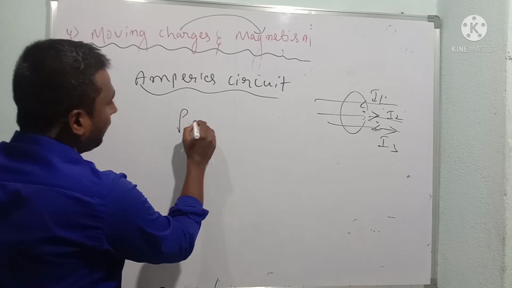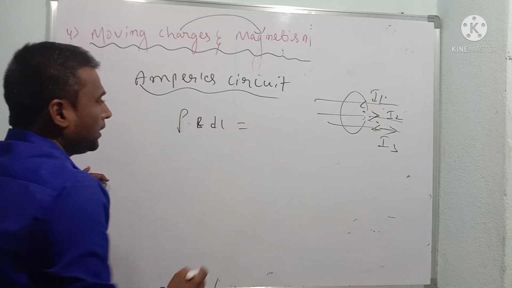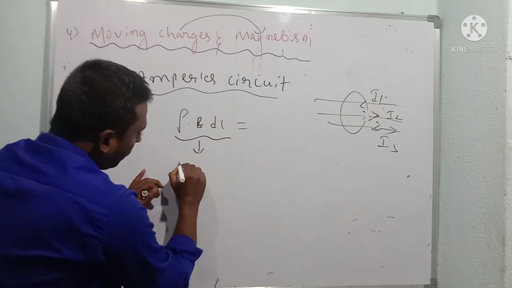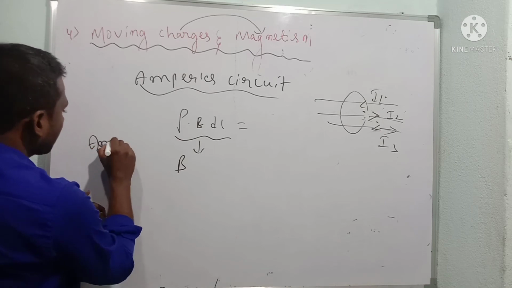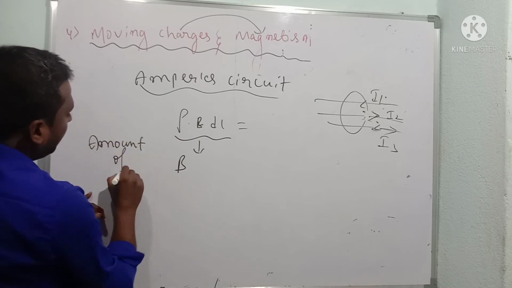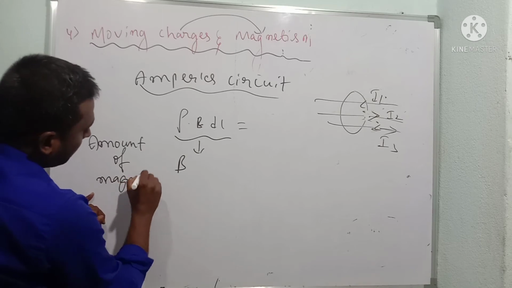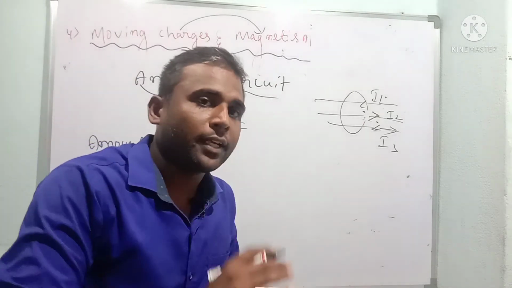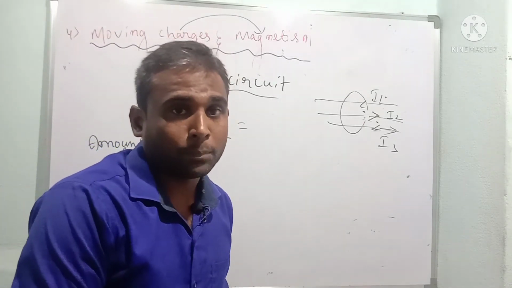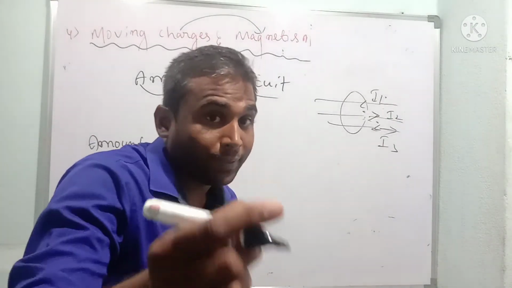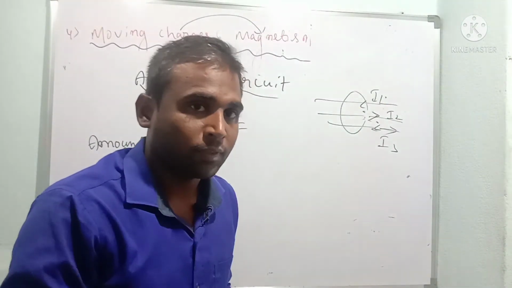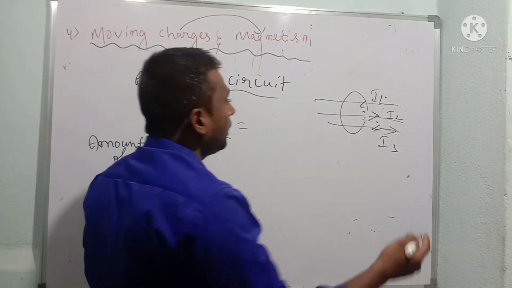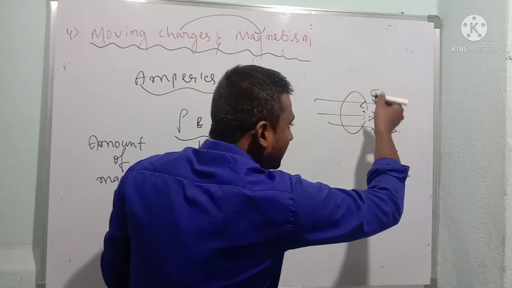So what is it telling here? The line integral of the magnetic field, B dot dl. Children, this is nothing but the amount of magnetic field. It is very similar to Gauss law. The total electric flux passing through the surface is directly proportional to 1 by epsilon naught times the charge enclosed by the surface. Same thing here: the magnetic field is directly proportional to how much current is moving in the circuit.